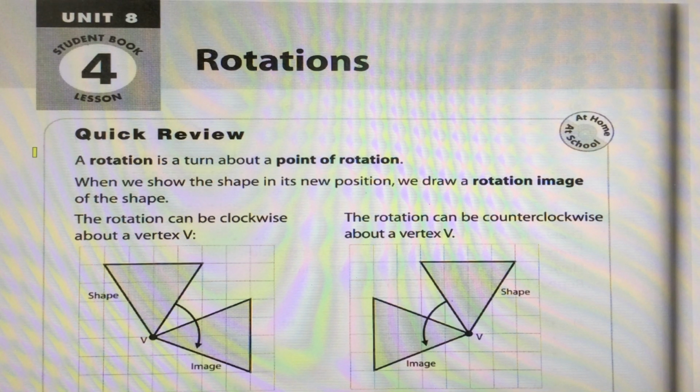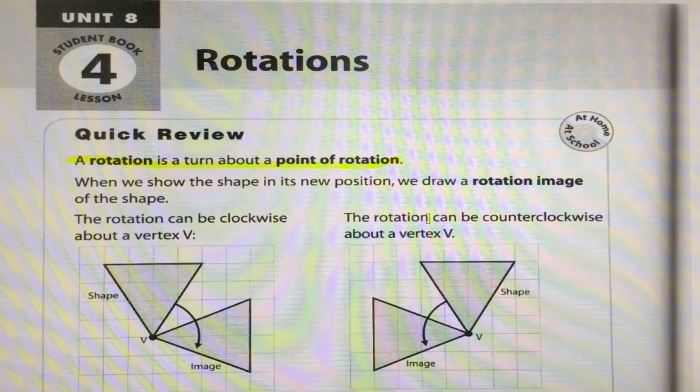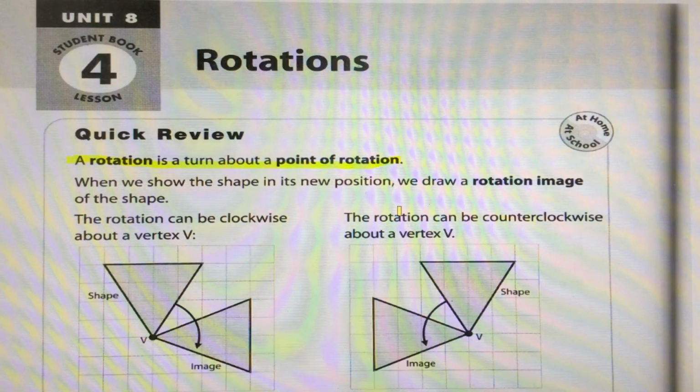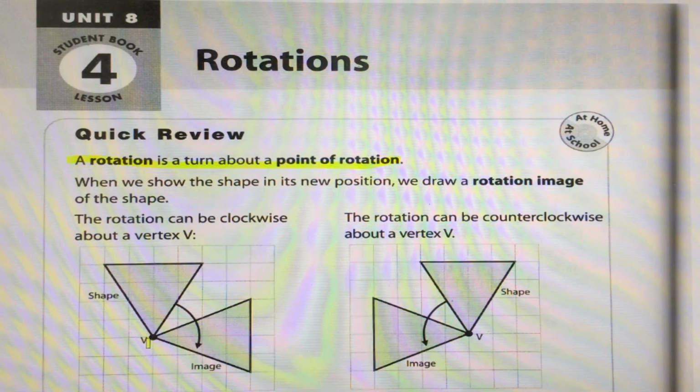Lesson 4 talks about rotations, which is our third type of transformation. A rotation is a turn about a point of rotation. So the kids are going to have to get used to using that language of math. We're talking about a turn about a point of rotation. So in this case, our point of rotation is point V right there.